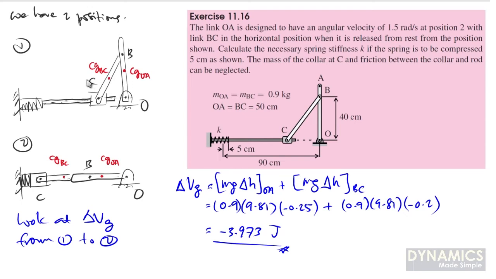We have two positions, position 1 and position 2. So the CG is changing in height from position 1 to position 2. The first step is to determine the change in height.